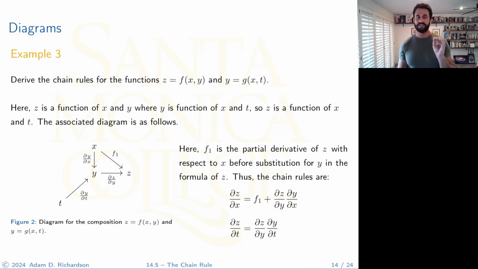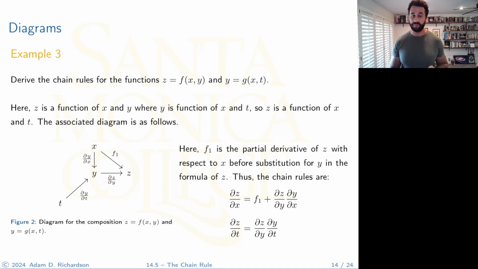I'm just calling it f sub 1, which is the partial with respect to x before any substitution occurs. That's why I wanted to use a different letter. I didn't want to write partial z partial x because that's what we want. This is the partial with respect to x before any substitution is performed. Okay, and then here is the other path. So we get this first path plus partial z partial y partial x. And that's it. That's how you would produce the chain rule for something where there's a loop.